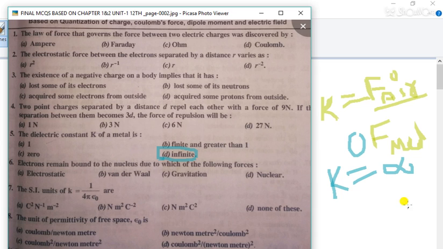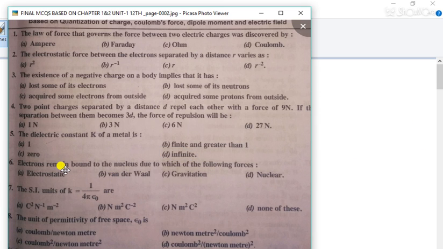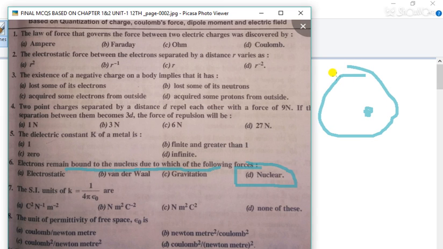Now we have to move further. We are moving ahead to the next question. I hope the question is clear. Electrons remain bound to the nucleus due to which of the following forces? This is due to the nuclear forces. Nuclear forces are the forces that bind the nucleus and electrons together. Electrons are revolving in this orbit, so the force responsible for this purpose is the nuclear force.